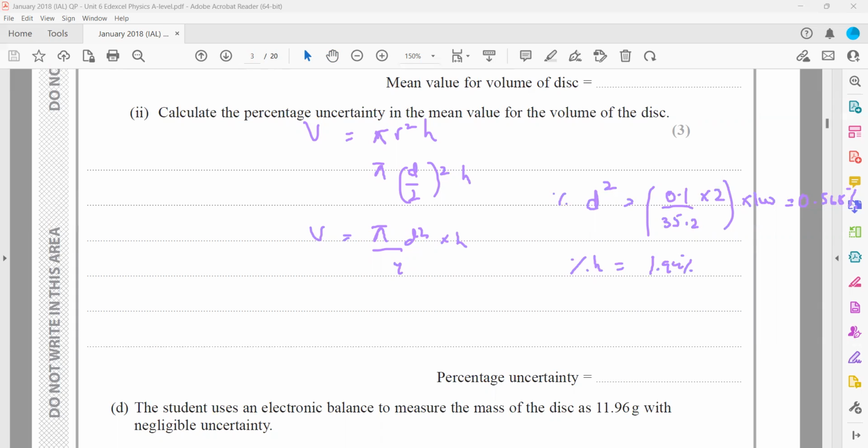Now, what is the total uncertainty in measurement of the volume? Because the volume is measured by pi d square h over 4, the uncertainty is due to d square and h. Uncertainty in d square is 0.568 and in h it was 1.94. So when we sum, we add them, that will be 2.51%. So 2.51% is the total uncertainty in the measurement of volume.